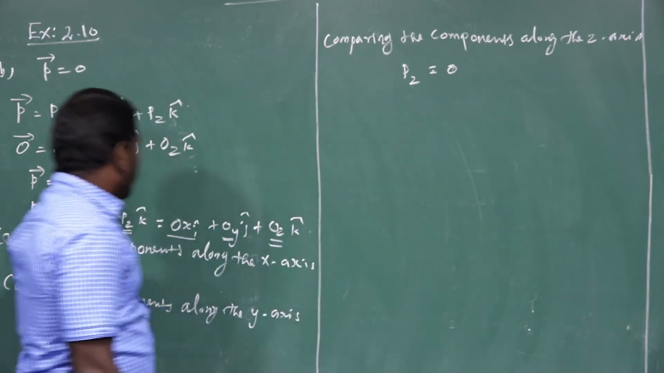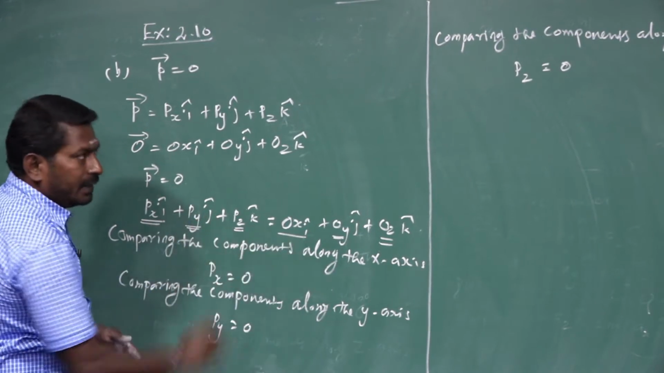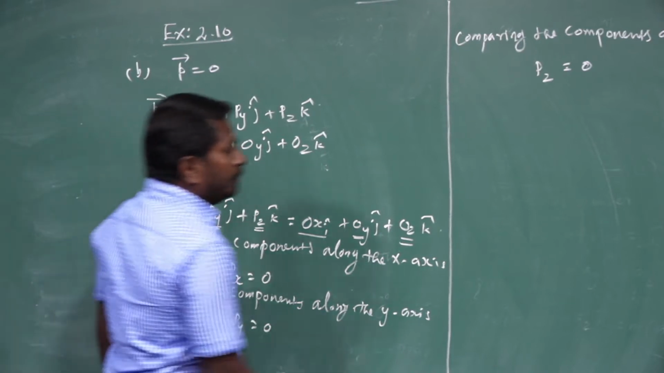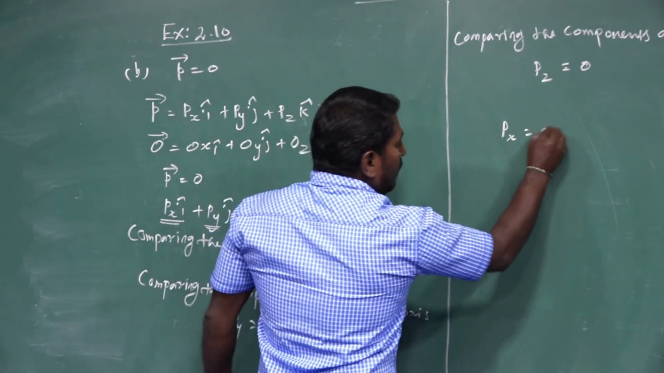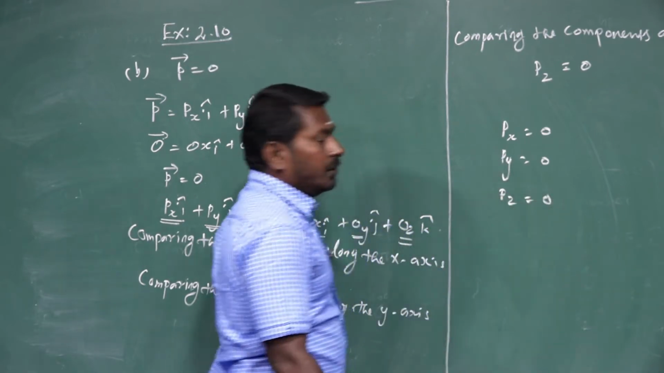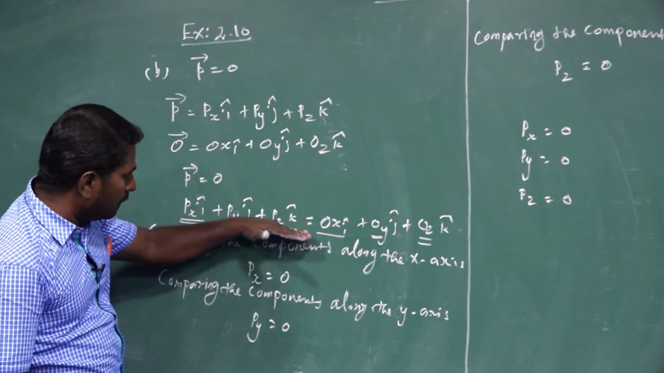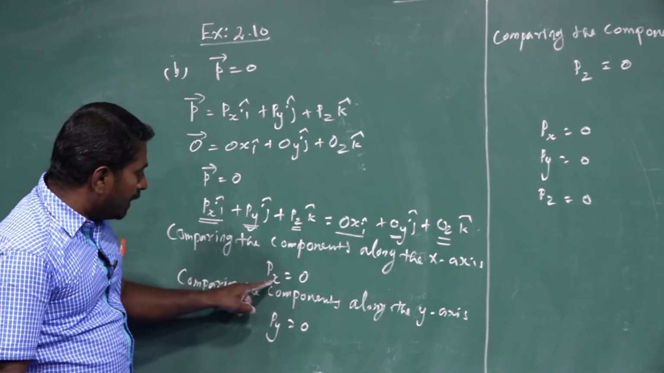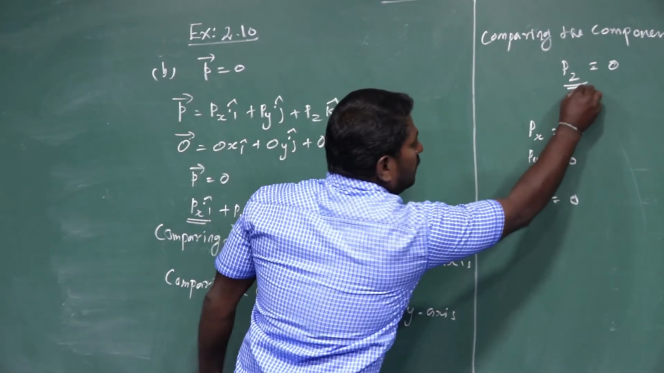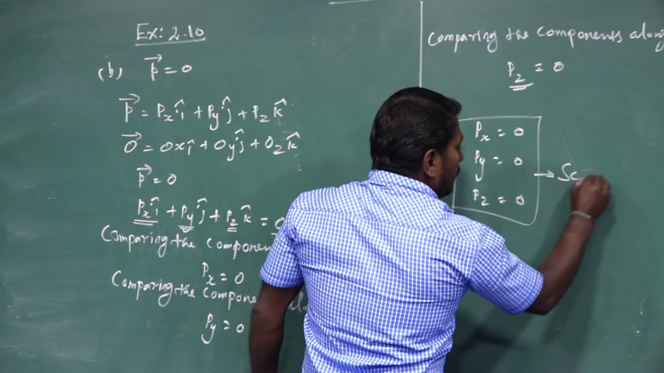So see, P vector is equal to 0 is only one vector equation, but we get three scalar equations: Px is equal to 0, Py is equal to 0, Pz is equal to 0. These are the three scalar equations.